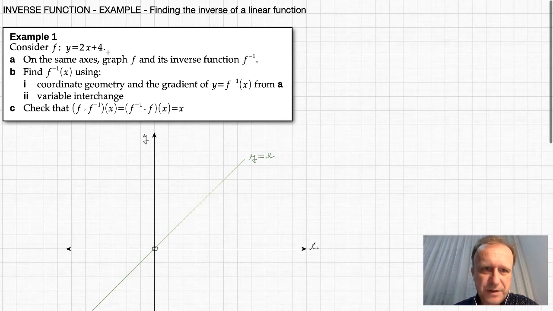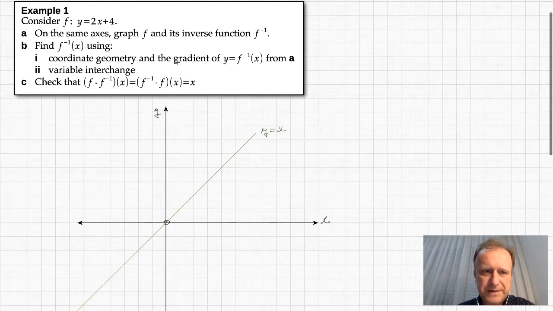Inverse function example, finding the inverse of a linear function. So in this example we are asked to consider a function f, y equals 2x plus 4, and in part A, on the same axis, graph function f and its inverse function f inverse.